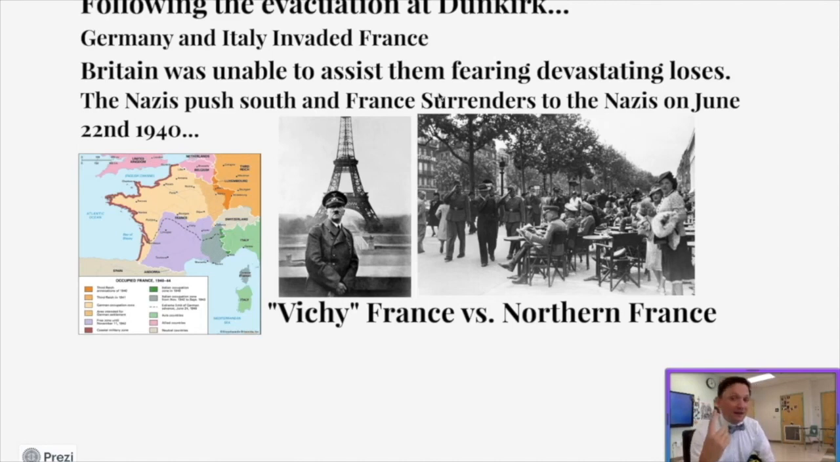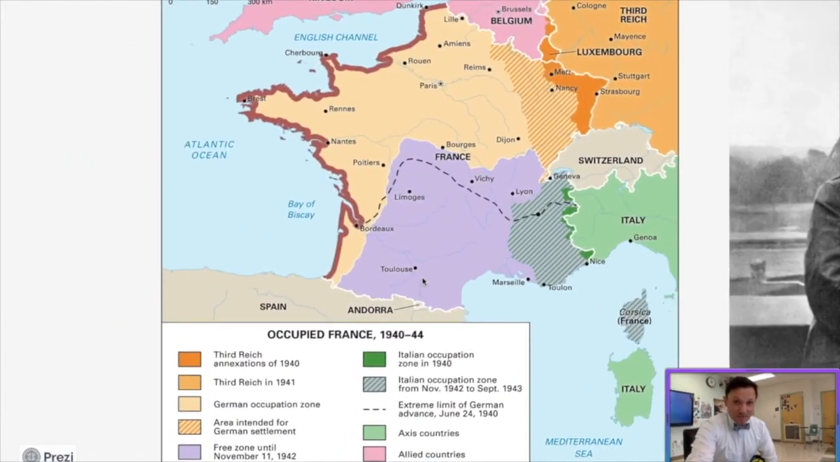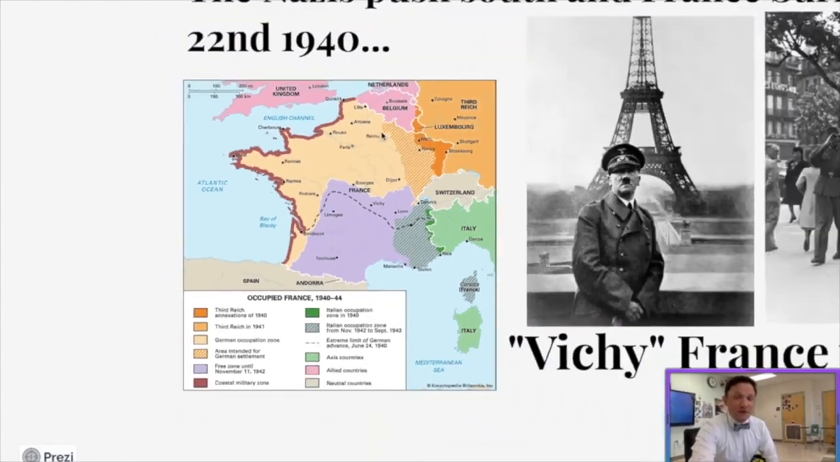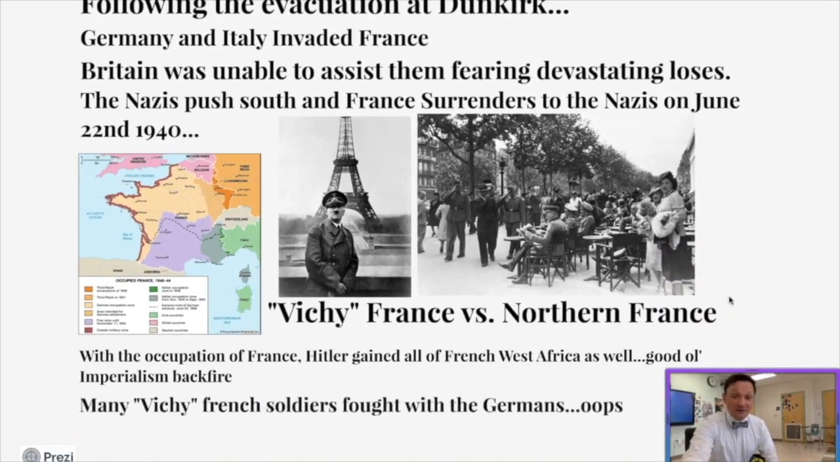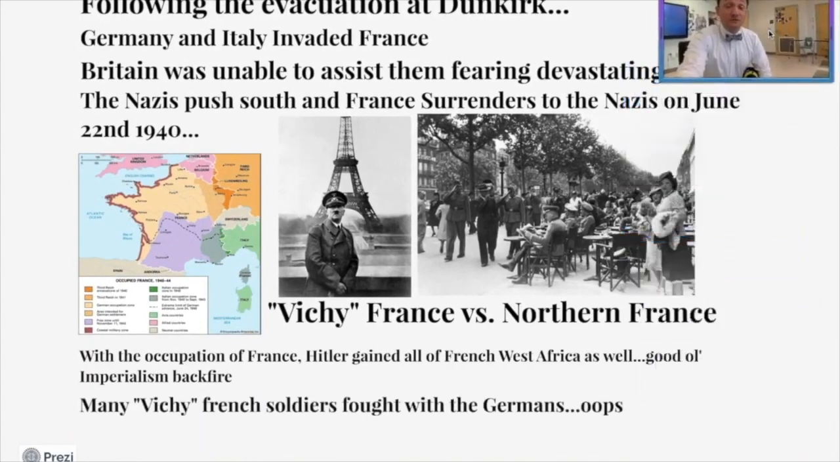There is only one ally remaining. It's Great Britain. That's the one, right? But there's a massive difference, though, as you can see on this map. This is Vichy France, and this is northern France. The Vichy French refused to aid the French military. They withdrew their forces. They allowed the Nazis to take Paris because they entered into an agreement with Hitler that they would refuse to fight them.